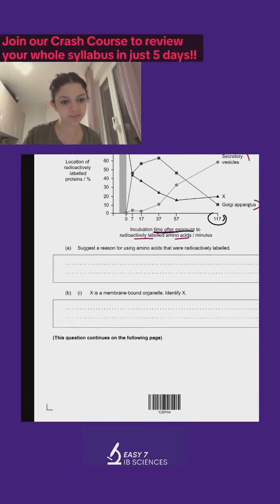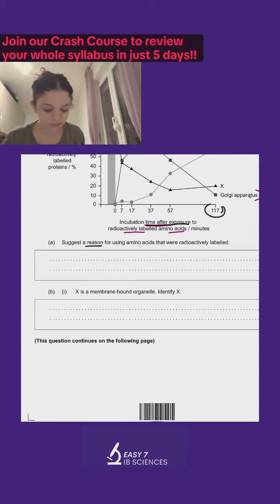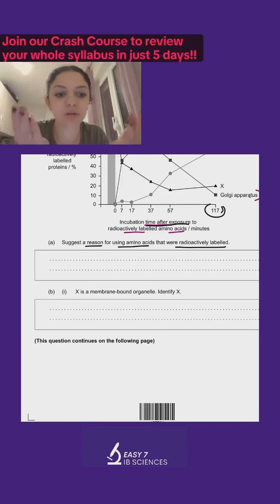This is biology. Of course, I'm happy to do this. Okay, let's have a look at the question. It says, suggest a reason for using amino acids that were radioactively labeled. So what's the point of doing radioactively labeled? I kind of gave the answer in my explanation. But what's nice about the radioactive proteins?